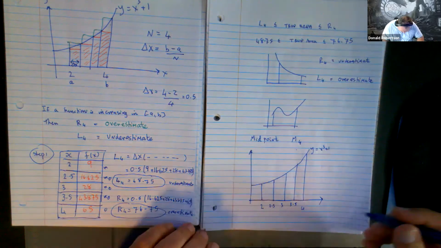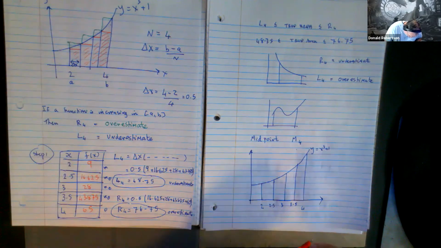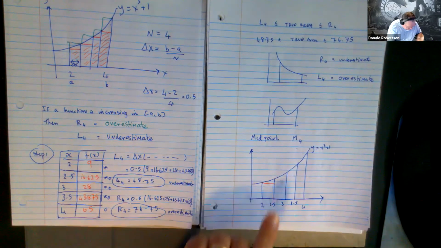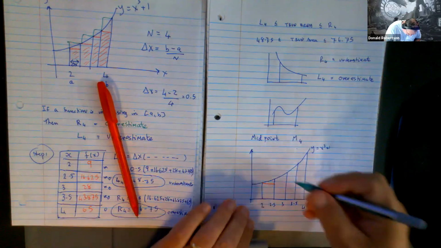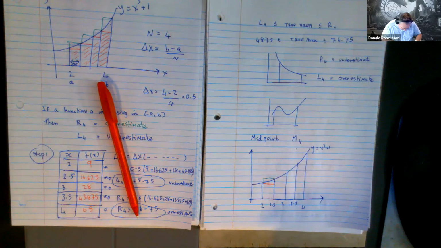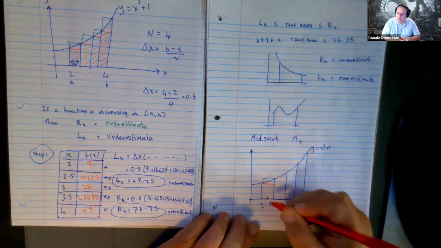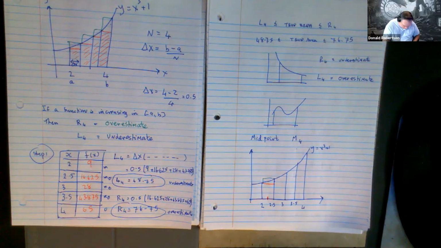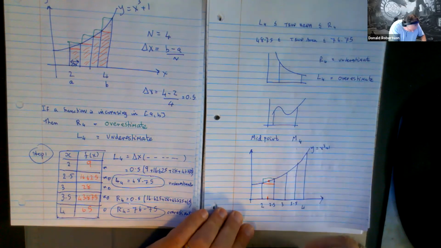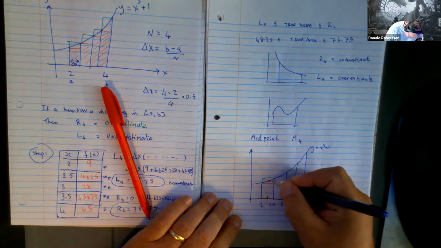If I take one strip, the first strip, we could use the left-hand side, which gets me this. We could use the right-hand side, which would get me this. But for the midpoint, you use the middle of the interval, and you find the height at the middle of the interval. I don't have any more colors to play with here, so I guess I'll do it this color.